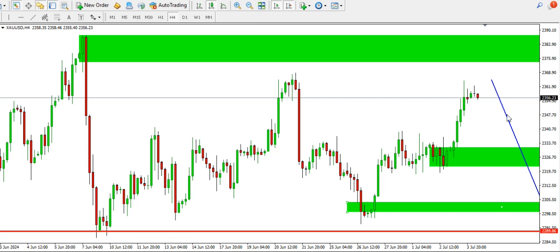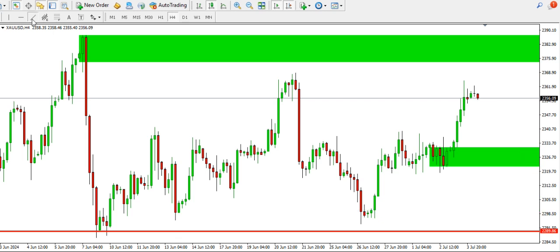There is a likelihood we might see another drop. This particular drop might get to this particular point. I see another drop to this order block, the 2326 order block, and then we might see price finding support at that point and shooting up.